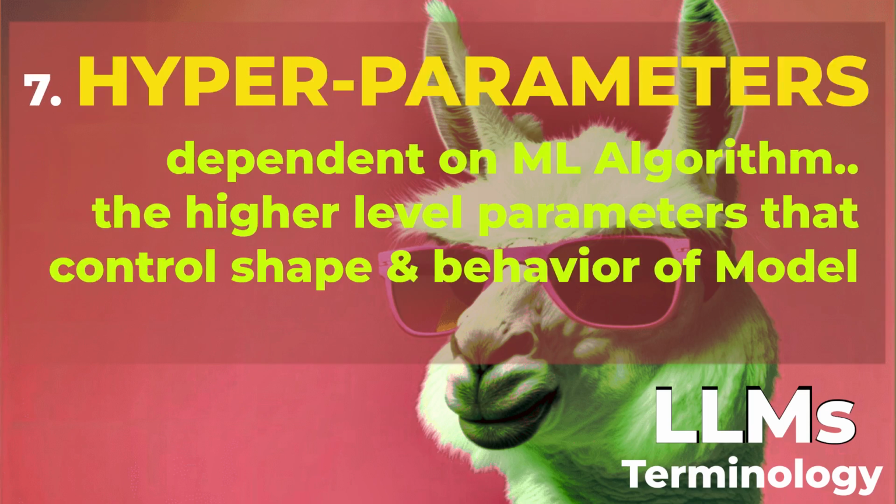Then hyperparameters are essentially components of a model that depend on the ML algorithm in the learning phase, but are not changed by training data and don't become part of the resulting model. These control model shape or behavior. One such hyperparameter is LLM temperature, which regulates randomness of the AI's response. The lower the value, the more deterministic the response would be. The higher the value, the more creative the response would be.